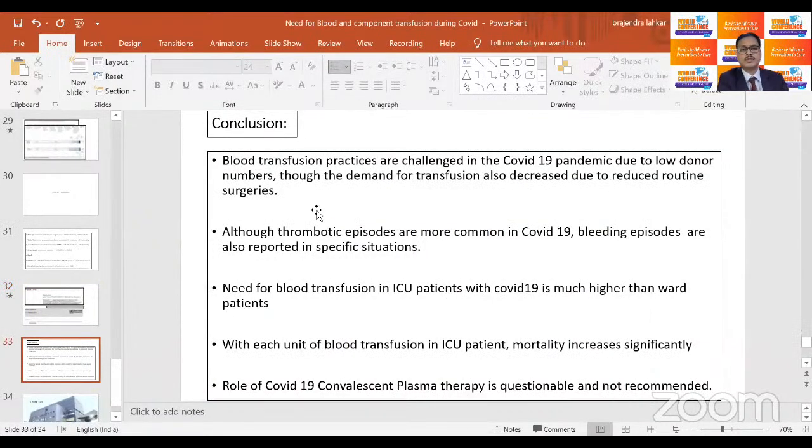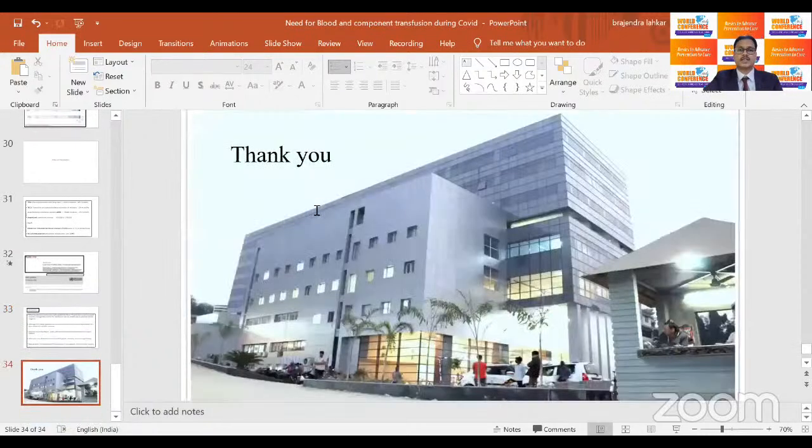In conclusion, blood transfusion practices are challenged in the COVID-19 pandemic due to low donor numbers, though the demand for transfusion also decreased due to reduced routine surgeries. Although thrombotic episodes are common in COVID-19, bleeding episodes are also reported in specific situations. Need for blood transfusion in ICU patients with COVID-19 is much higher than in ward patients. And with each unit of blood transfusion in ICU patients, mortality increases significantly. The role of COVID-19 convalescent plasma therapy is questionable and it is not recommended. Thank you for your patient hearing.